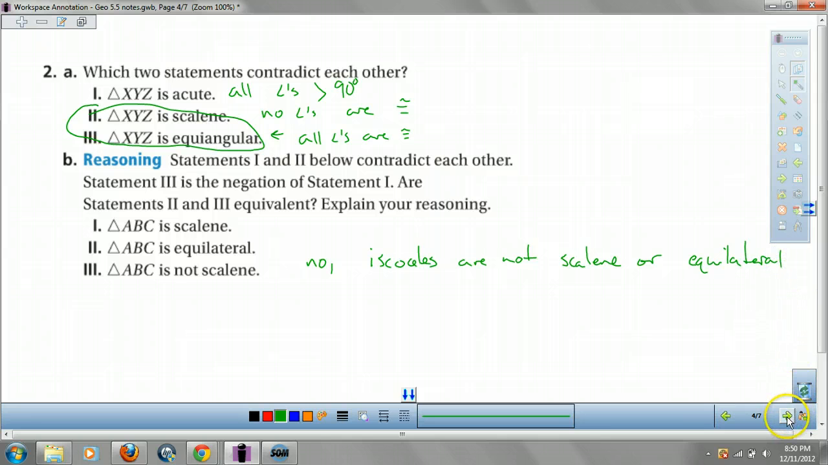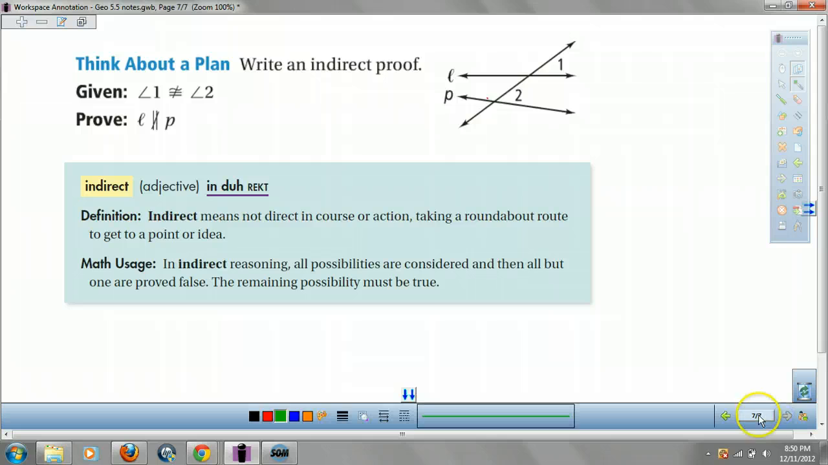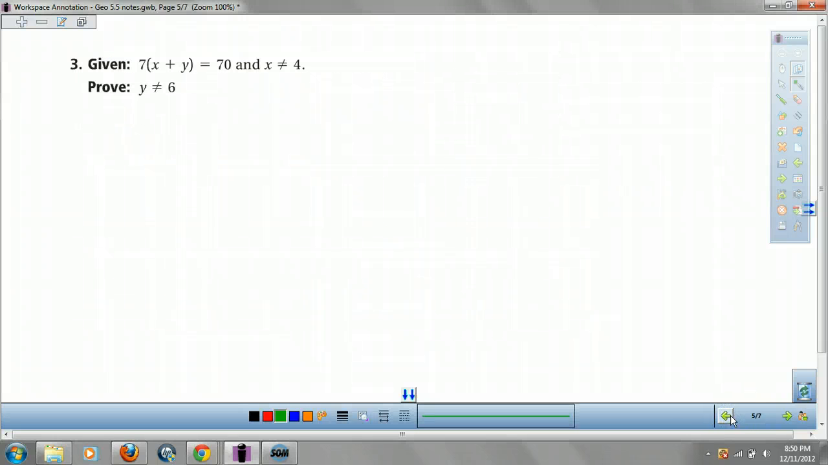And one more slide, guys. Two more slides. I'm just kidding. No, one more.